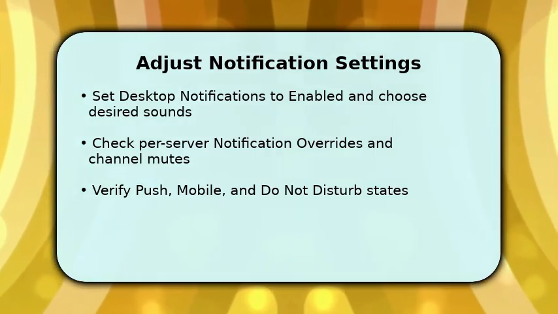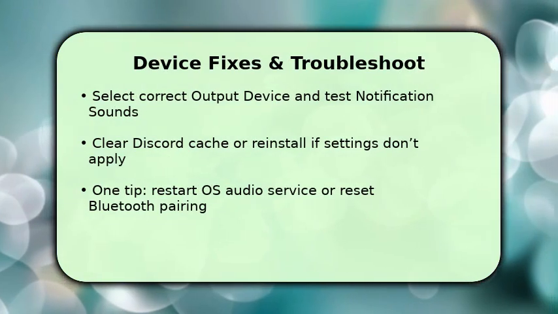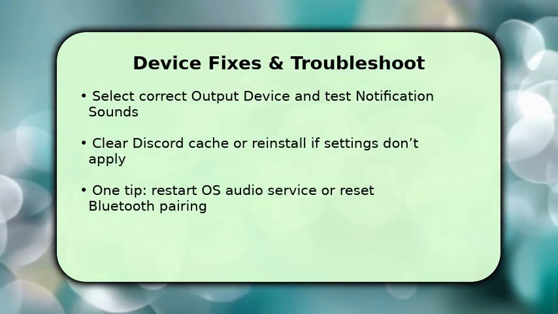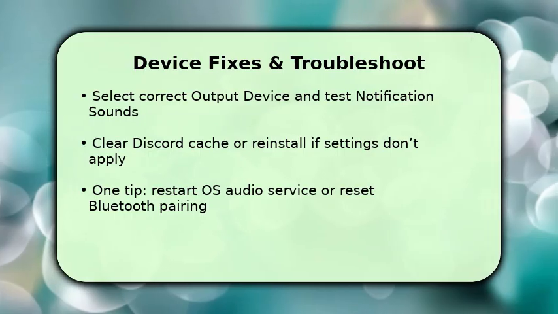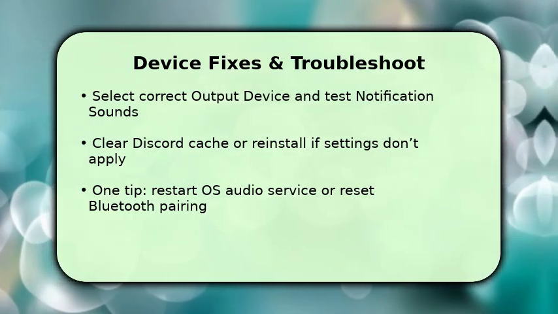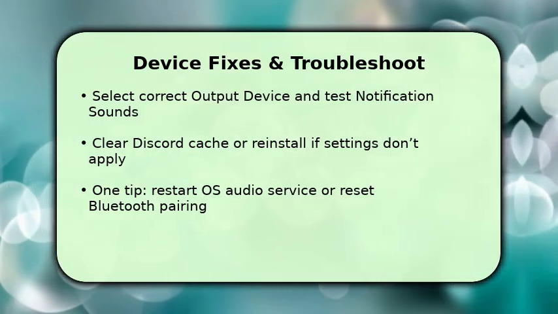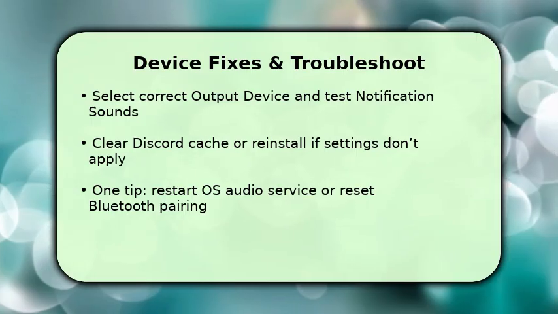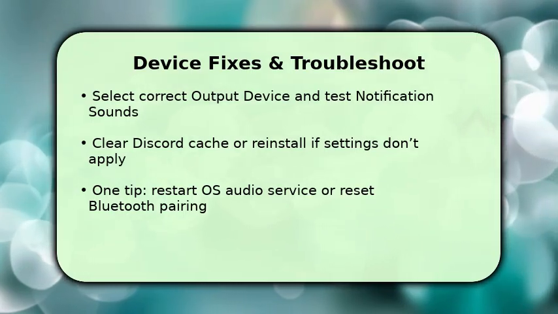Finish by selecting the correct output device in voice and video and play a notification sound to confirm it routes properly. Wrong output is a common culprit. If settings still don't stick, clear Discord's cache or reinstall the app so corrupted files aren't blocking changes.